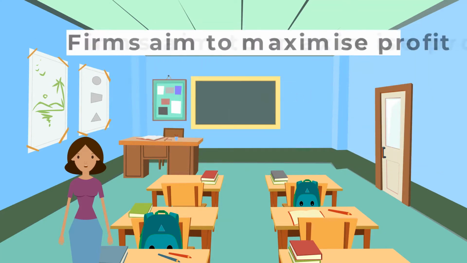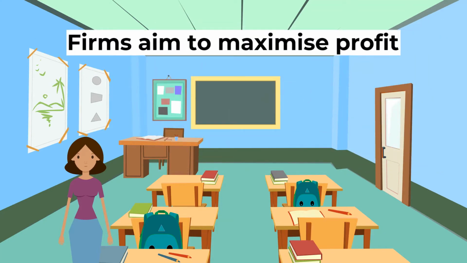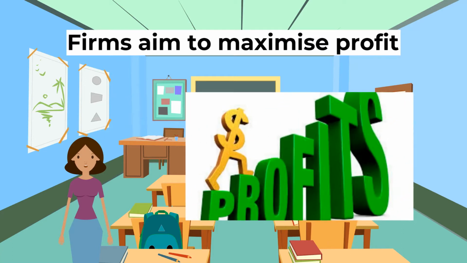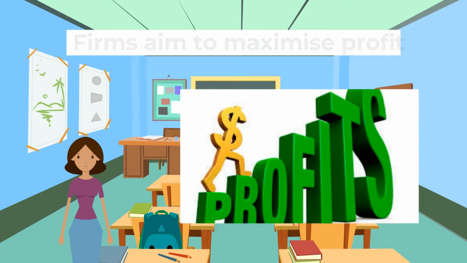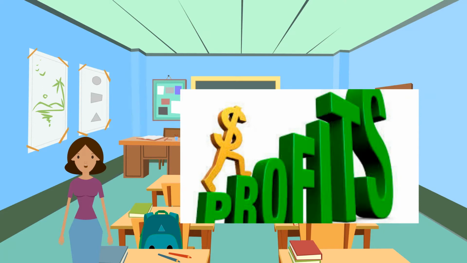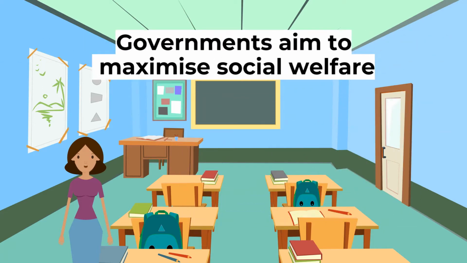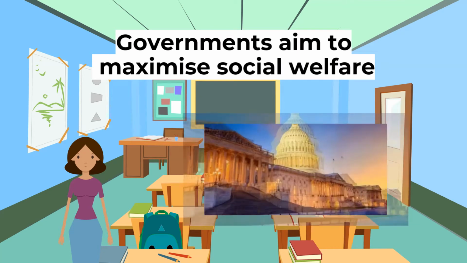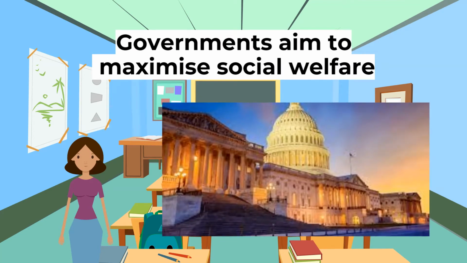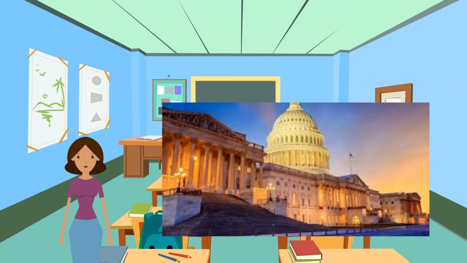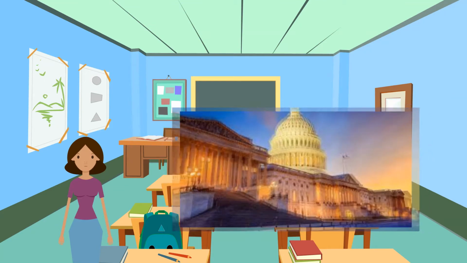2. Firms aim to maximize profit. Economic theory assumes that firms are run for their owners and shareholders and so aim to maximize profit in order to keep the shareholders happy. 3. Governments aim to maximize social welfare. Governments are voted in by the public and work for the public, so should aim to maximize their satisfaction by taking decisions that increase social welfare.